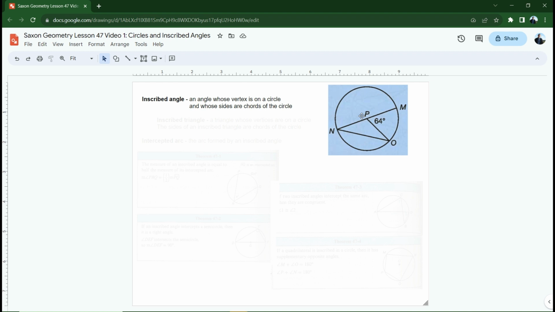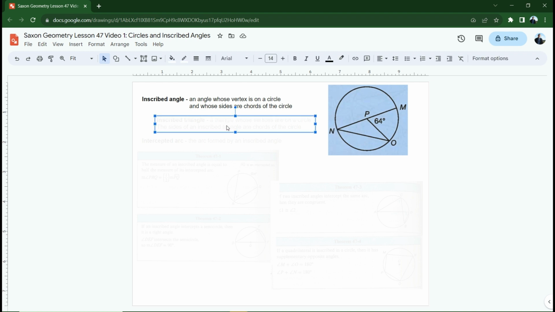An inscribed angle is where our vertex is on the circle, and then the sides of the angle are chords of the circle, which means that the sides go across the circle to the other side. This particular inscribed angle is a little special because one of the sides is a diameter, but that doesn't have to be true of every inscribed angle. All that has to be true is that the sides are chords. So this NM, which is now NPM, passes through P, but NM could go up here and it would still be an inscribed angle.